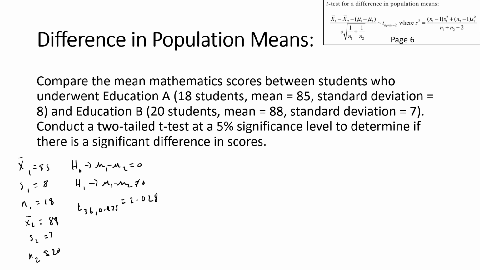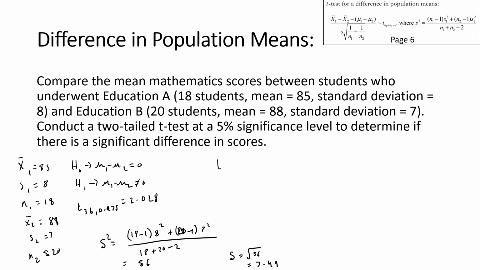Next, we need to calculate the t value, but before we do that, we have to calculate this s value. So s squared is equal to n1 minus 1, 18 minus 1, times s1 squared, 8 squared, plus n2 minus 1, which is 20 minus 1, times s2 squared, which is 7 squared, all over 18 plus 20 minus 2, which gives us 56. And I should correct this, it's s squared we're calculating, not s. And then to get s is the root of 56, which is 7.49.